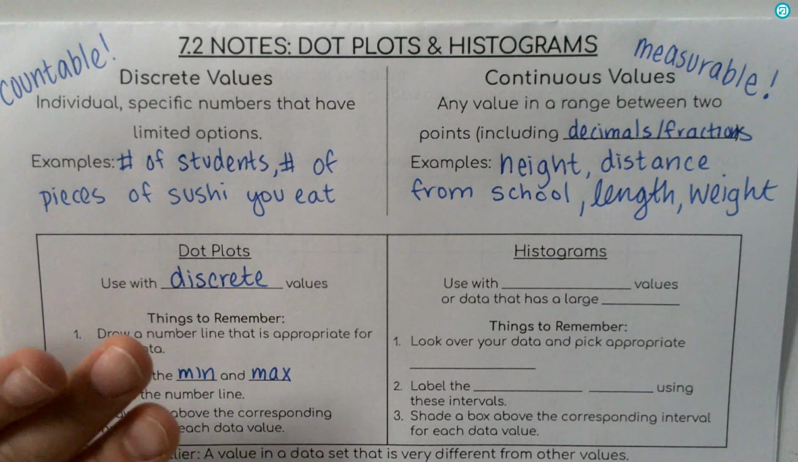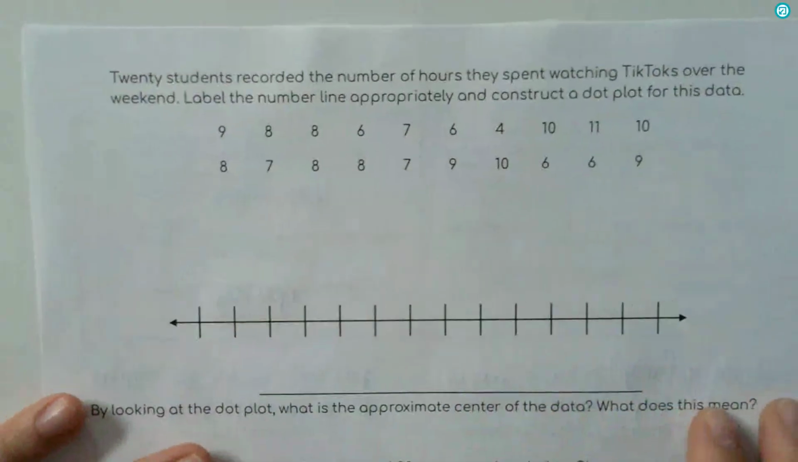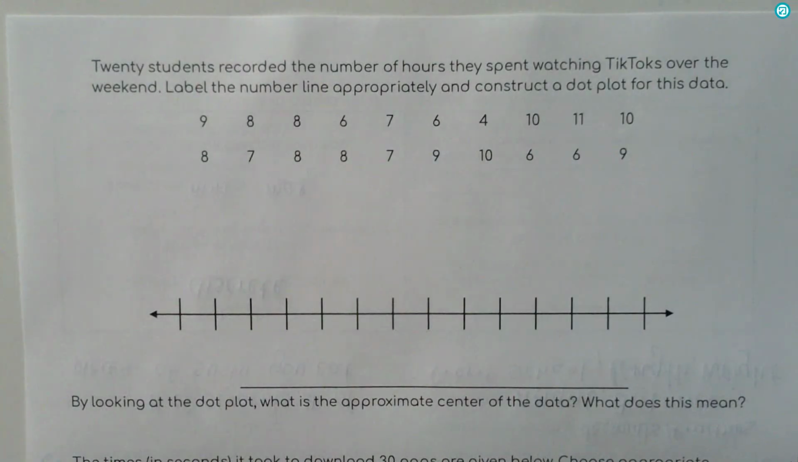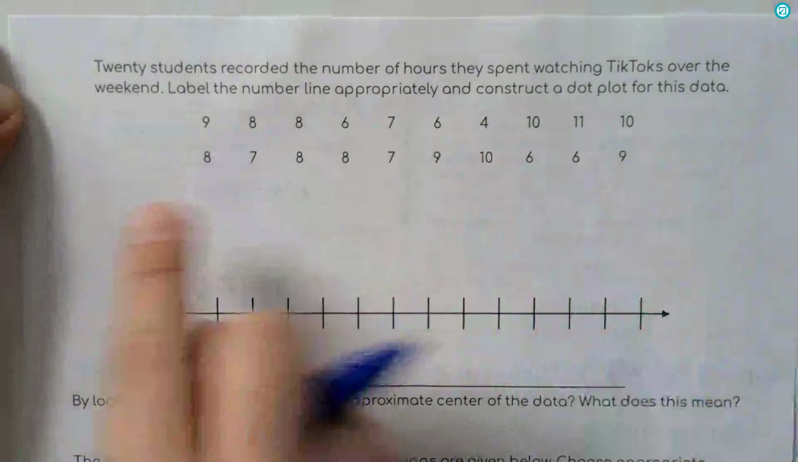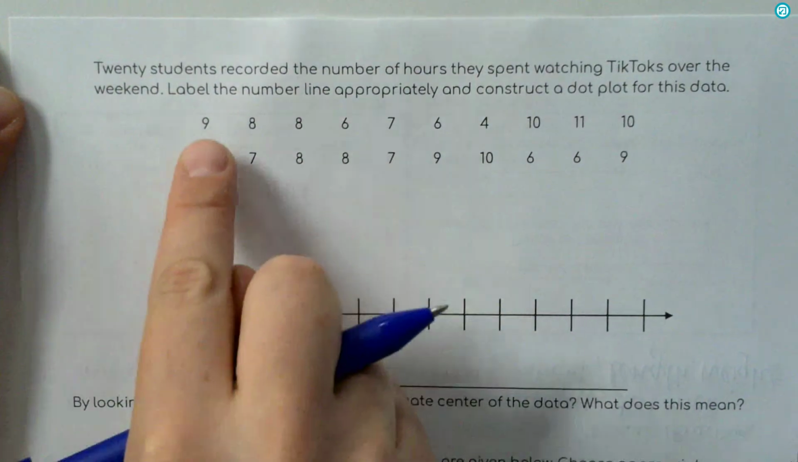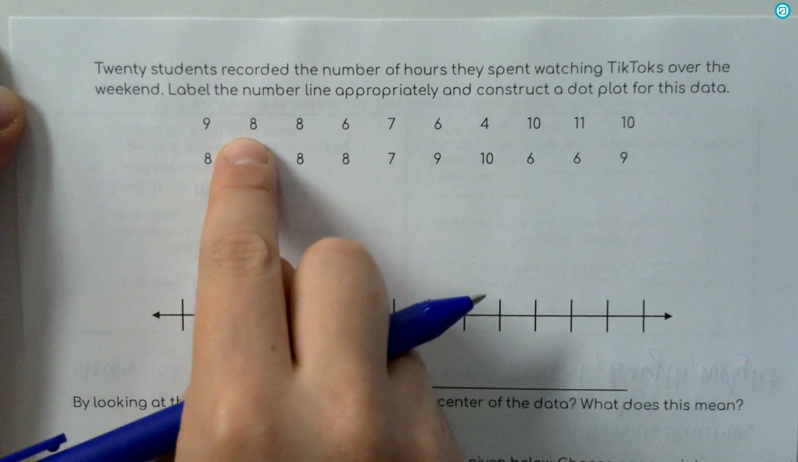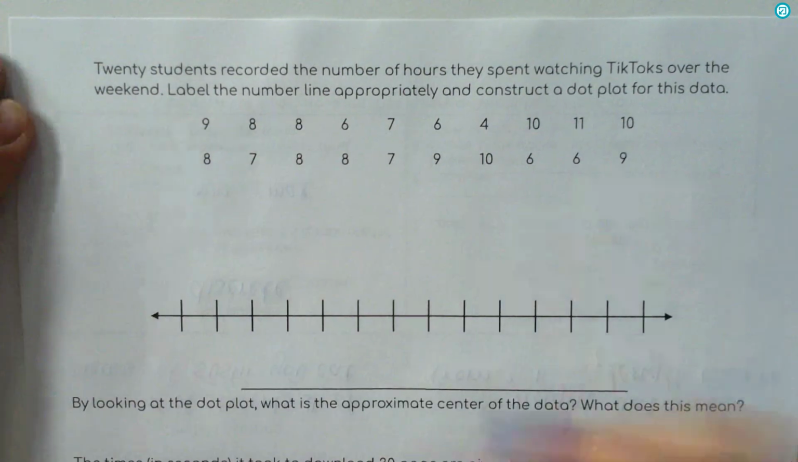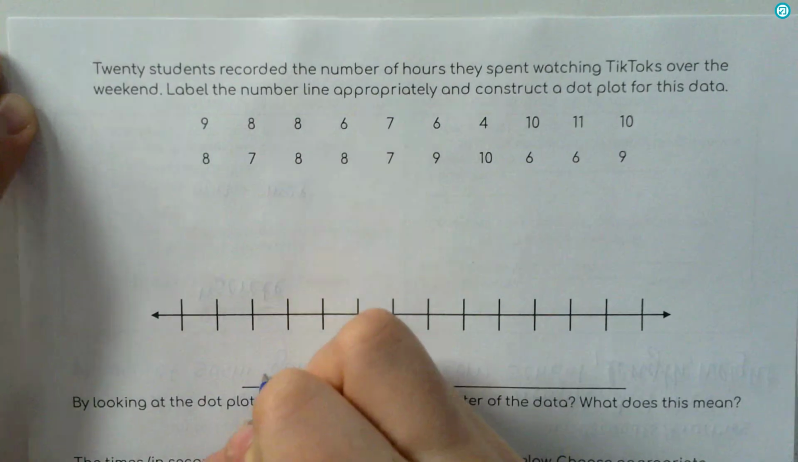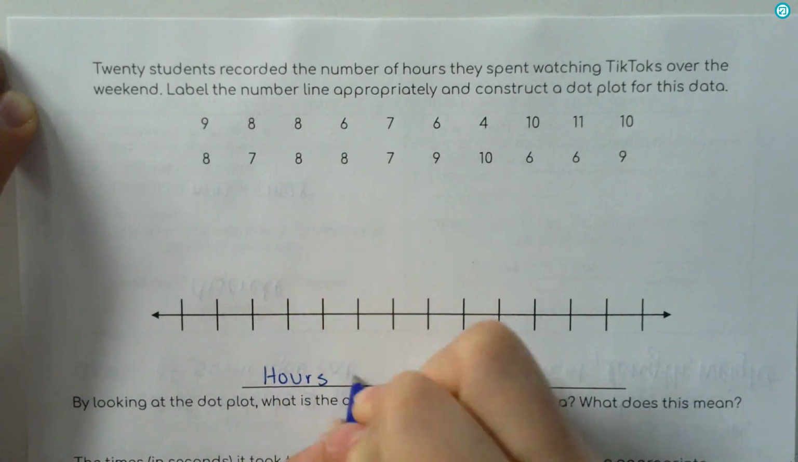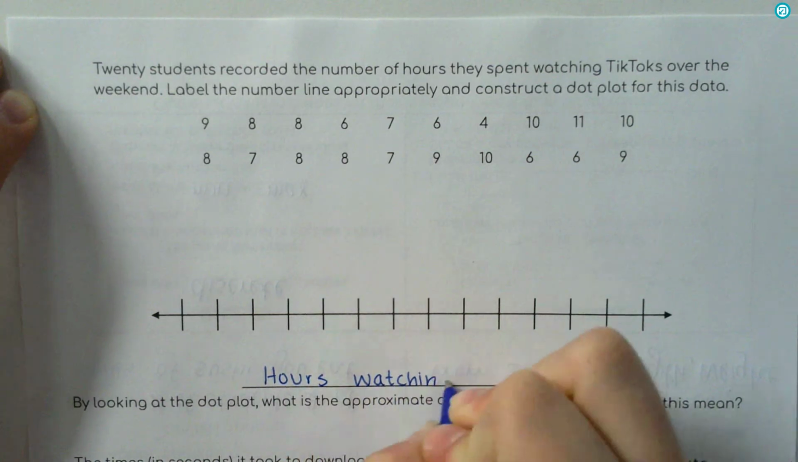Okay, let's open up this note sheet and let's go make our dot plot then. So this is the set of data that we are going to make a dot plot for. 20 students recorded the number of hours, rounded to the closest hour, they spent watching TikToks over the weekend. Label the number line appropriately and construct a dot plot for this data. So all of these numbers, what do they represent? 9 hours, 8 hours, 8 hours. So down here we have a little blank below. So we are going to label it hours watching TikTok.